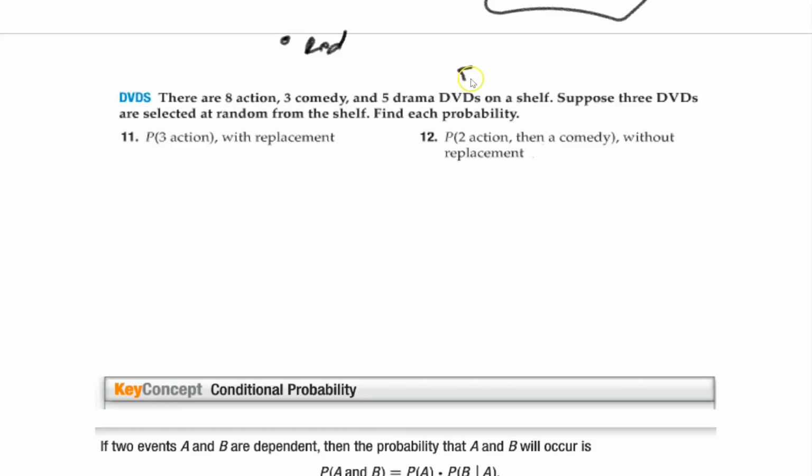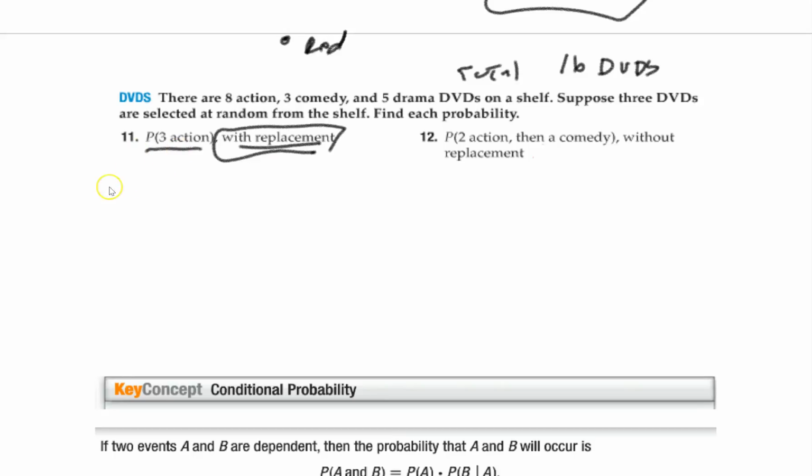So we have a total of, let's see, 8 plus 8, 16 DVDs. Suppose 3 DVDs are selected at random from the shelf, find each probability. So what's the probability you get 3 action? We're going to take 3 action movies with replacement. With replacement means you put it back.